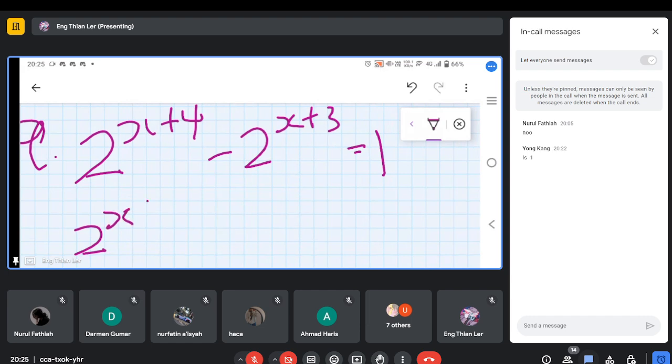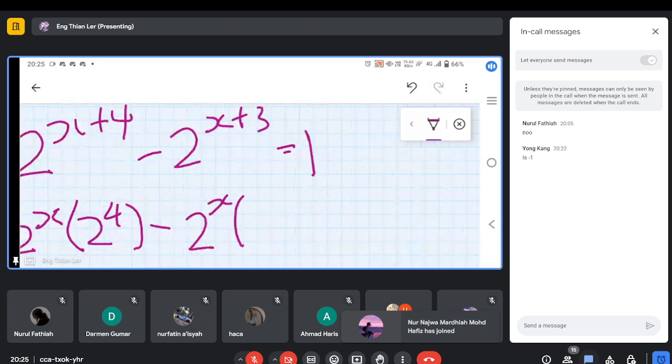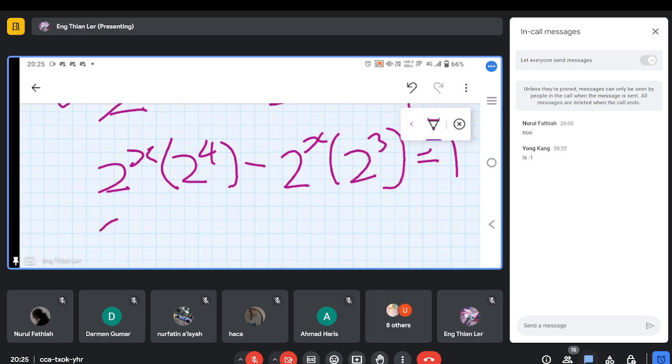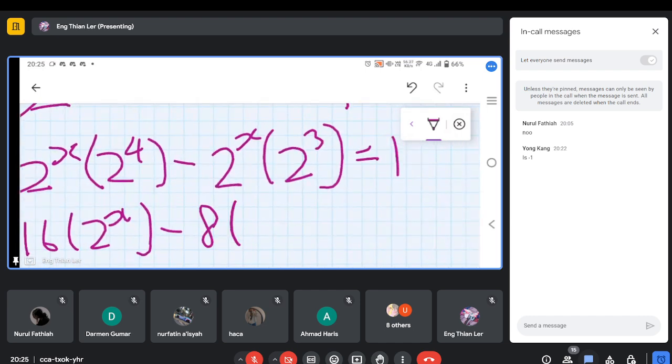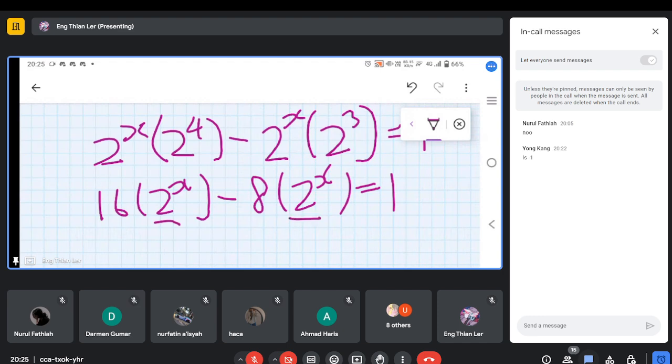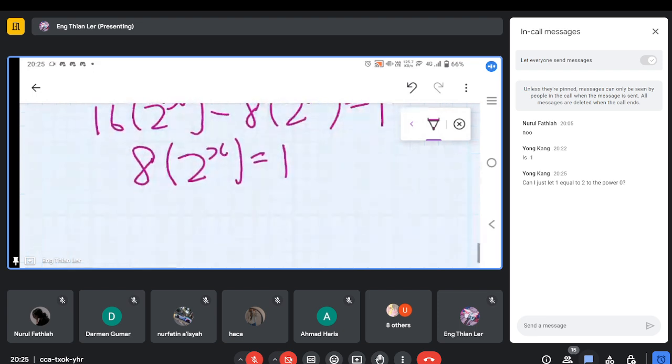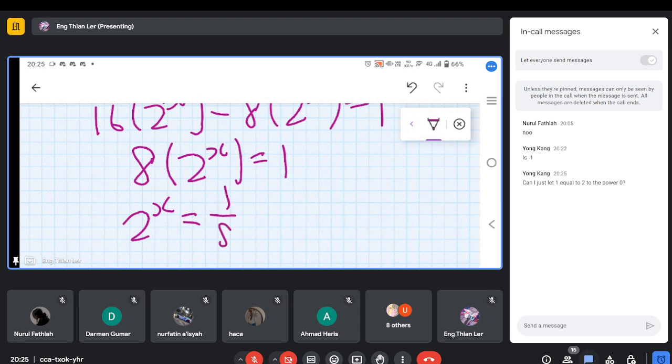So this will be just 2 to the power 4 minus 2 to the power x multiplied by 2 to the power 3 equal to 1. Okay, and this 2 to the power 4 is 16 and 2 to the power 3 is 8. So now we look at this as a variable. Don't think about anything. 16 minus 8 is 8. So 8 times 2 to the power x equal to 1. When we divide both sides by 8, 2 to the power x equal to 1 over 8.